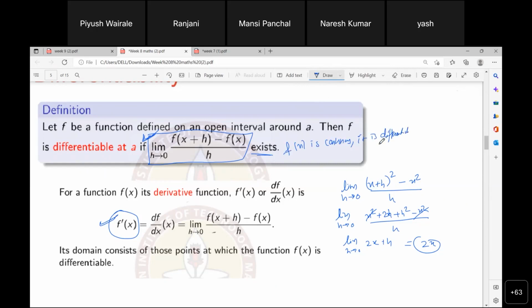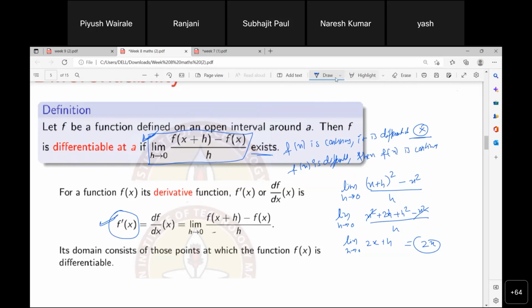If my function is continuous, can I say it is differentiable or not? No, we cannot say it is differentiable. But the reverse is true. If my f of x is differentiable, now can I say that my function is continuous? Yes, sir. Then f of x is continuous. Okay.